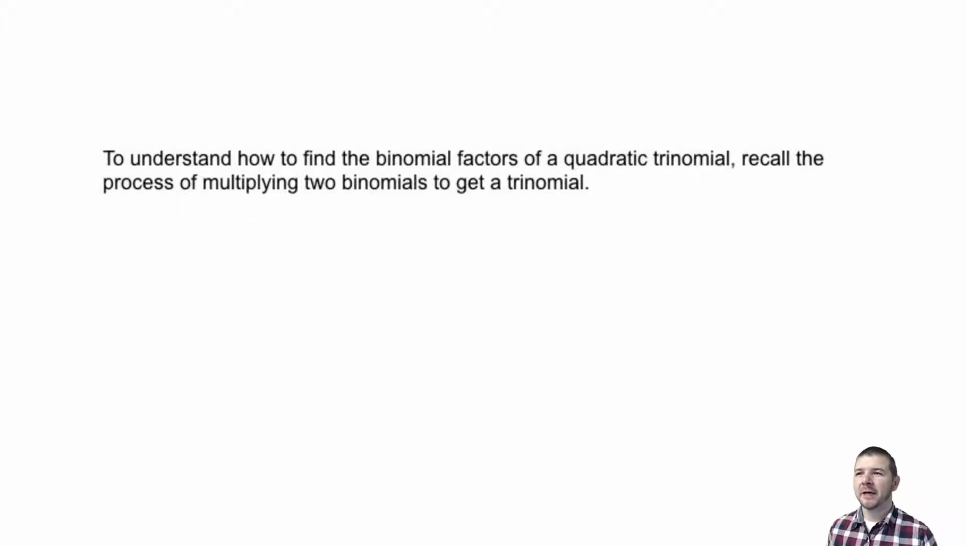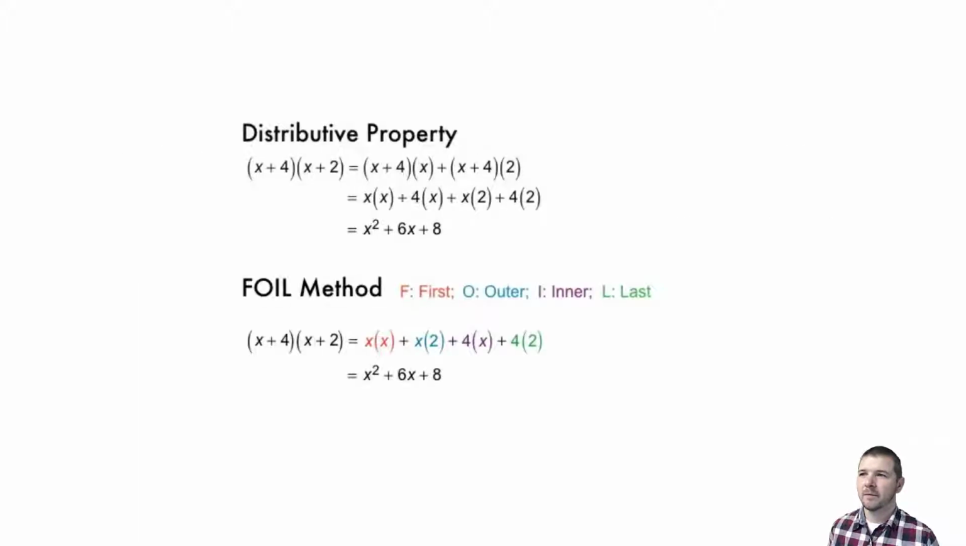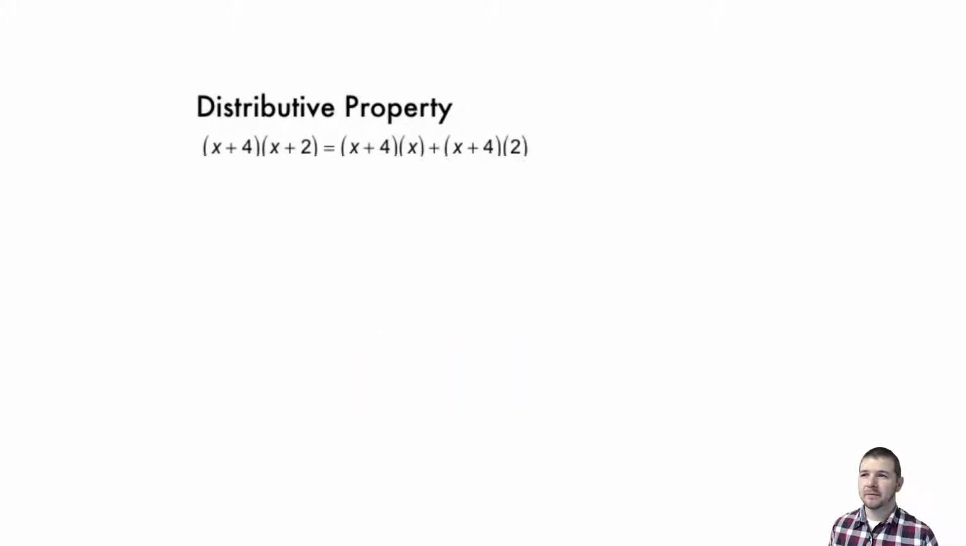To understand how to find the binomial factors of a quadratic trinomial, recall the process of multiplying two binomials to get a trinomial. You can use the distributive property or the FOIL method to multiply two binomials. First, the distributive property. If we multiply the binomials x plus 4 and x plus 2, we have x plus 4 times x plus x plus 4 times 2. Distributing, that's x times x plus 4 times x plus x times 2 plus 4 times 2. Simplifying, that's x squared plus 6x plus 8.